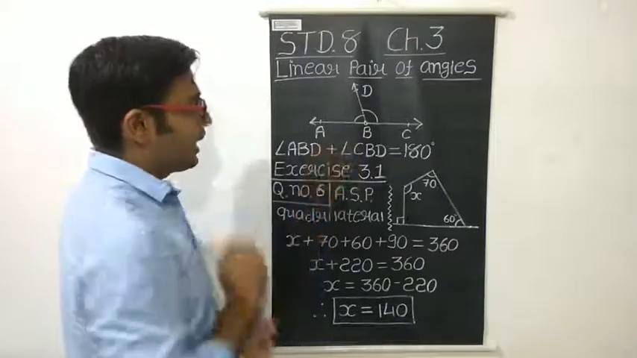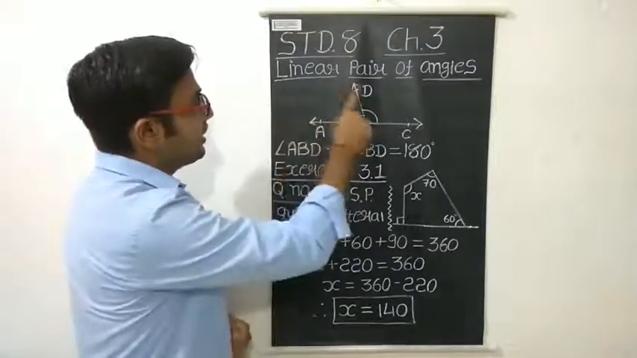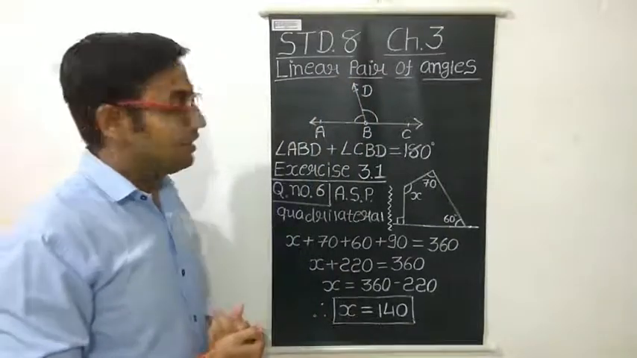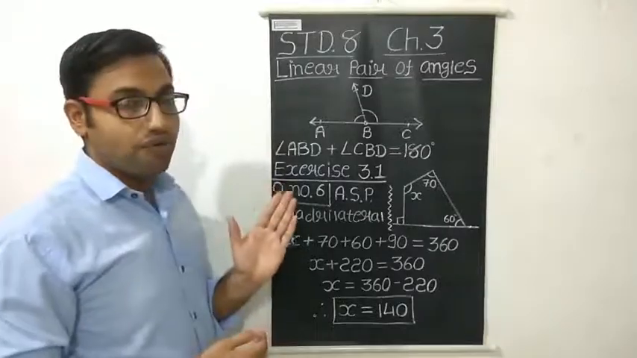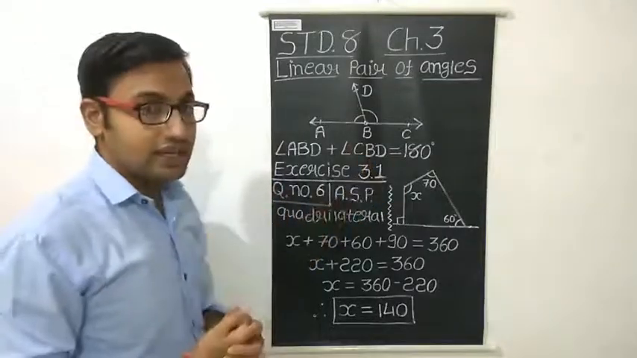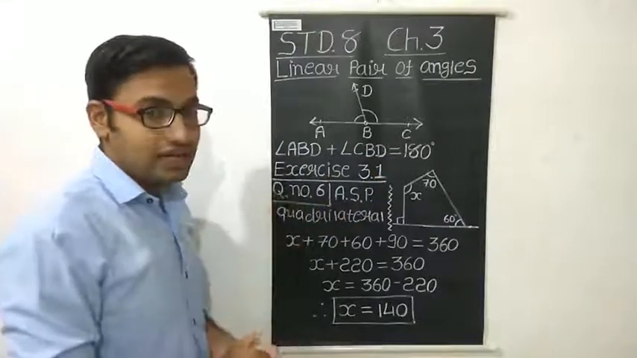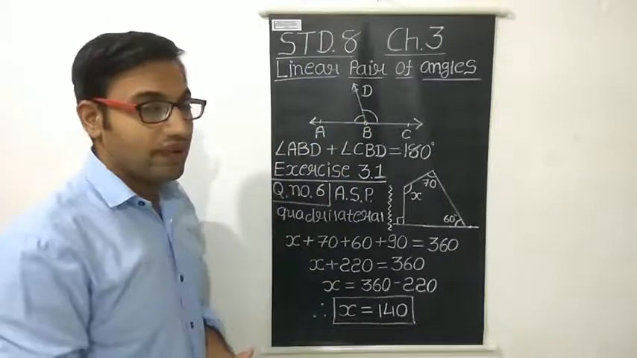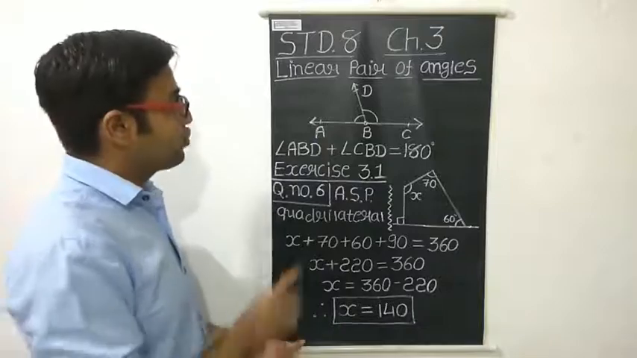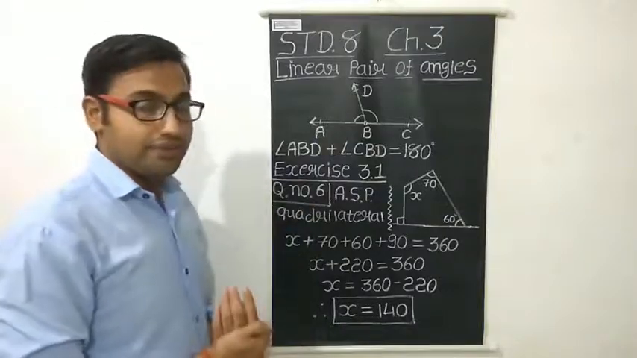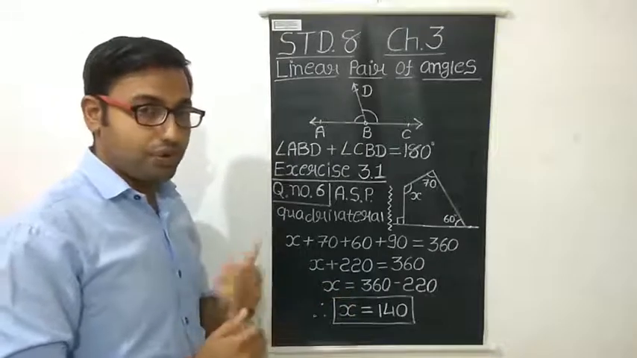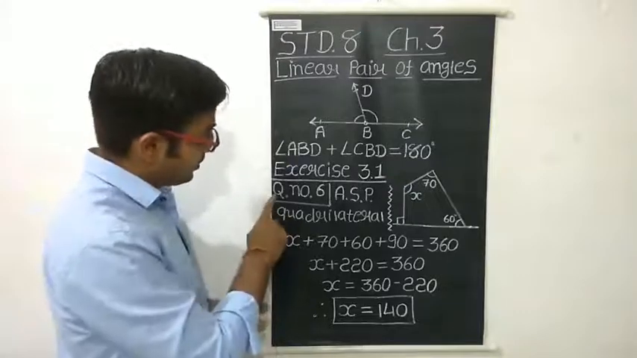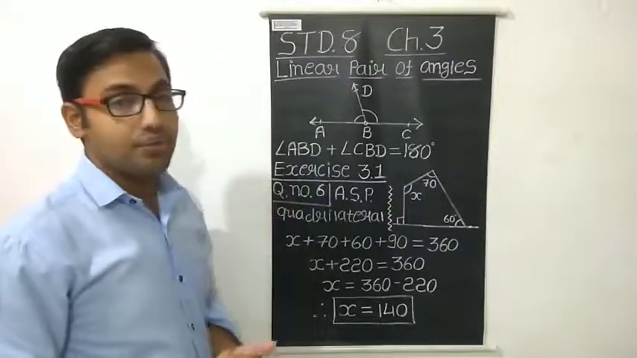So these two angles are called a linear pair of angles. In other words, if the angle sum of two angles is equal to 180 degrees, then we can say that both angles are a linear pair of angles. Okay, so based on this and on the angle sum property of polygons, let us now study some exercise sums. The first is question number 6 of exercise 3.1.